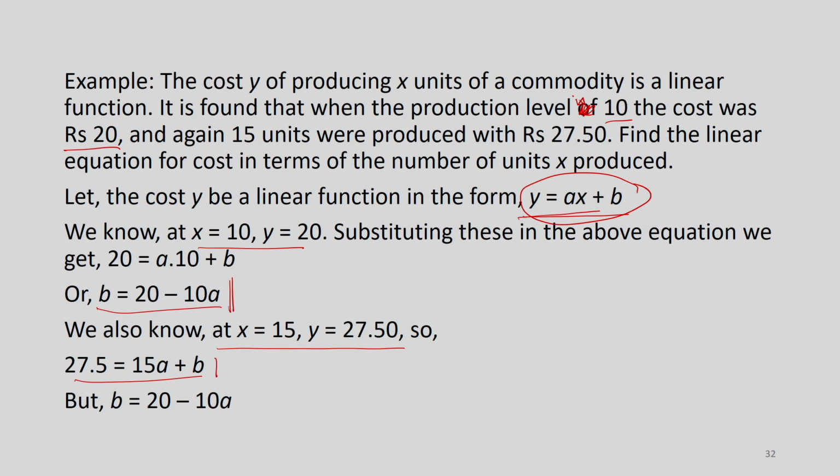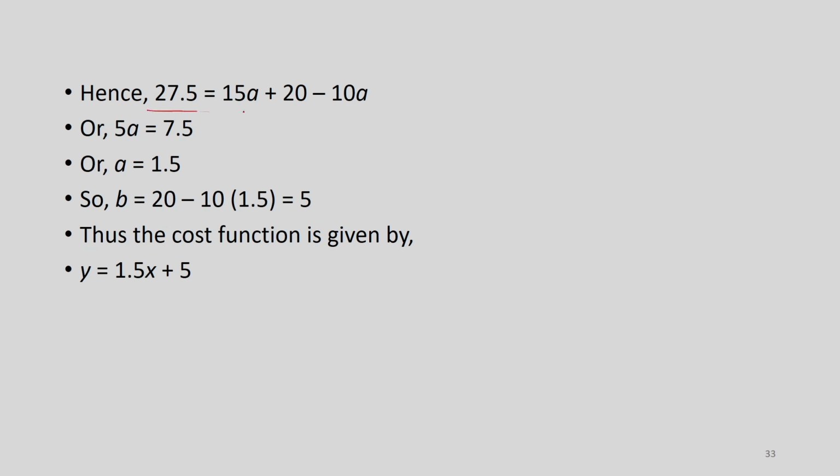So, again we can put that here, and here we can substitute the value of b from here, and therefore, we will get 27.5 is equal to 15a plus 20 minus 10a, and if we simplify this, then we get a is equal to 1.5, and putting this in the equation for b, we get b is equal to 20 minus 10 multiplied by 1.5, which boils down to 5. So, therefore, the cost function which we were supposed to find is given by this equation, y is equal to 1.5x plus 5.